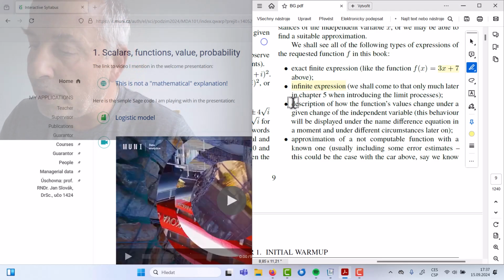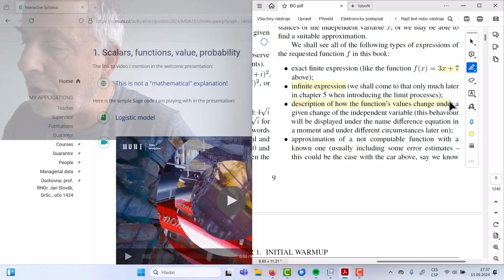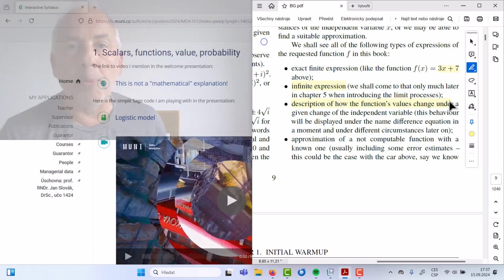And even more difficult is to view a function, or at the same time much more common, to view a function where you simply know how the value of the function changes if you change the argument. And the easiest way to understand it are the so-called recurrence equations or difference equations, and that's what we shall be looking at now.